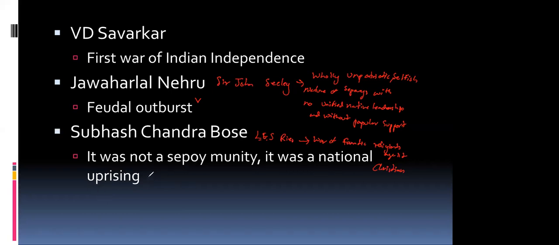And T.R. Holmes famously remarks that this revolt of 1857 is a conflict between civilizations and barbarism. Outram and Taylor famously remarked that this revolt of 1857 is a conspiracy of Hindu Muslims. It's a Hindu Muslim conspiracy.